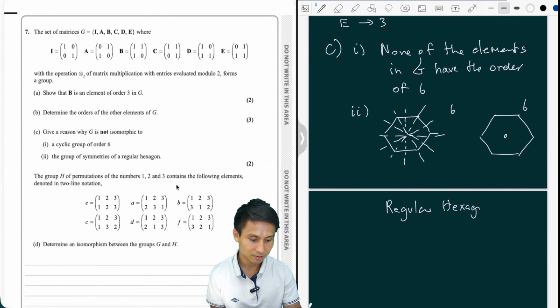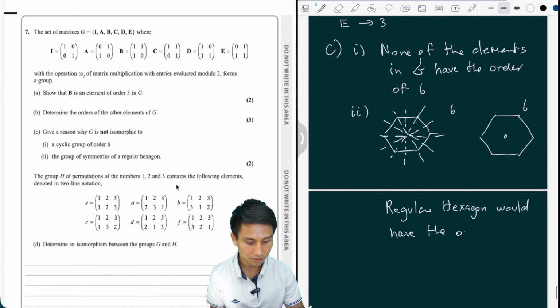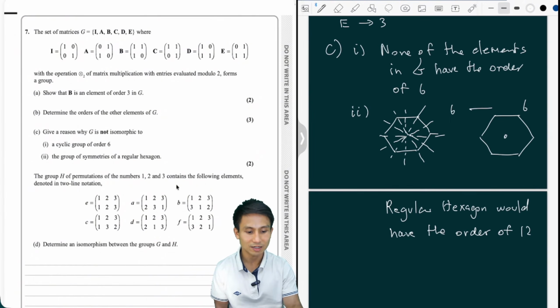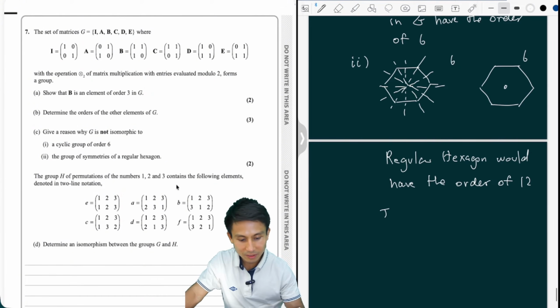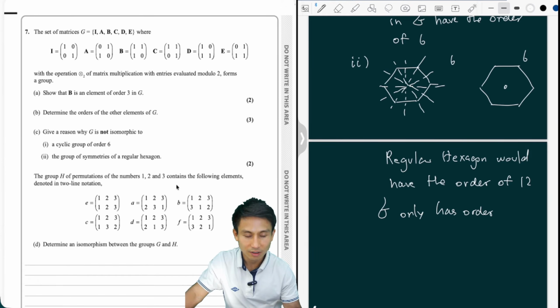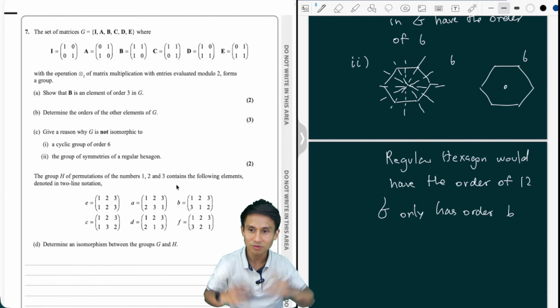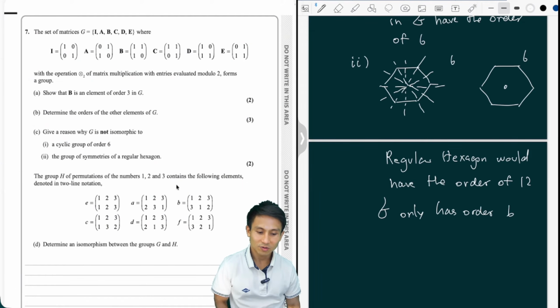So the regular hexagon would have the order of 12, from 6 plus 6 here. You need to consider both types of symmetry. And G only has order, what was it? It was just order 6, because we have 6 members here. With 6 members, the maximum order it can be is just 6.